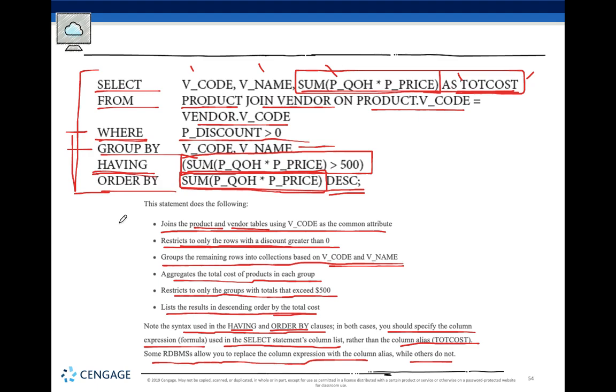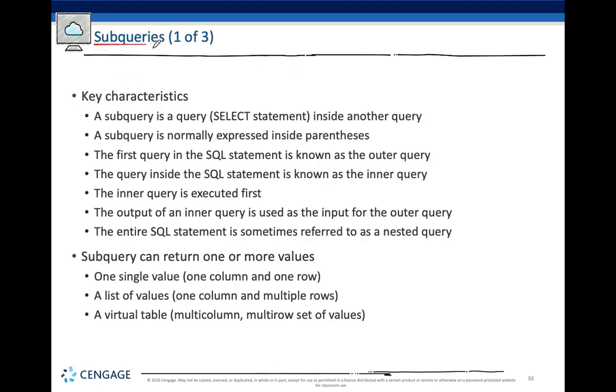Now let's move on to discussing subqueries. Subqueries, as they sound, are queries within queries. All right, so we have an inner query within an outer query. The inner query is embedded within an outer query. So what ends up happening is that the inner query gets executed first, and then the output of the inner query is used as the input for the outer query.